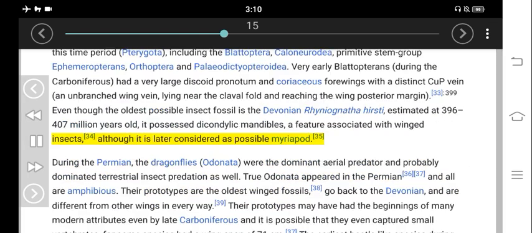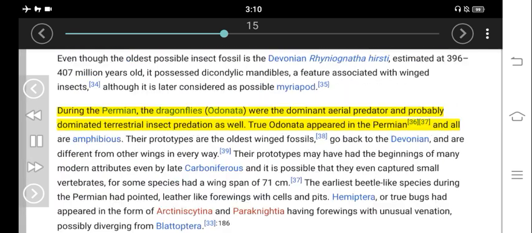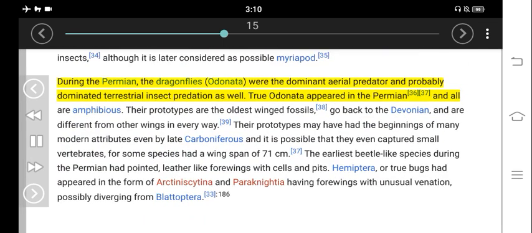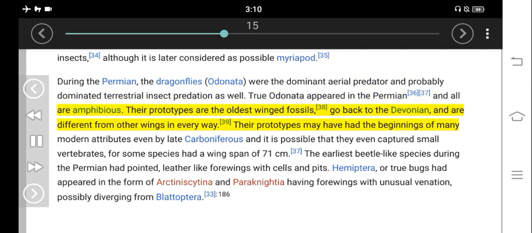During the Permian, the dragonflies, Odonata, were the dominant aerial predator and probably dominated terrestrial insect predation as well. True Odonata appeared in the Permian, and all are amphibious. Their prototypes are the oldest winged fossils. They go back to the Devonian, and are different from other wings in every way. Their prototypes may have had the beginnings of many modern attributes even by the late Carboniferous, and it is possible that they even captured small vertebrates, for some species had a wingspan of 71 centimeters.